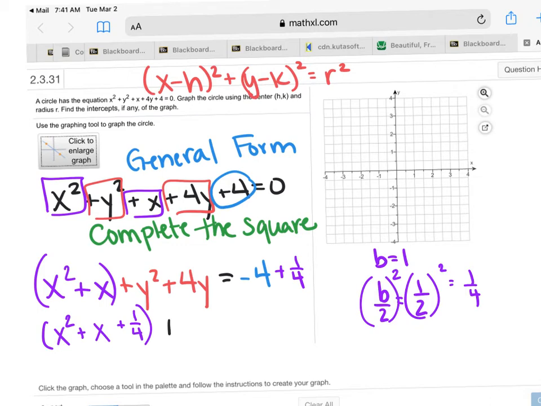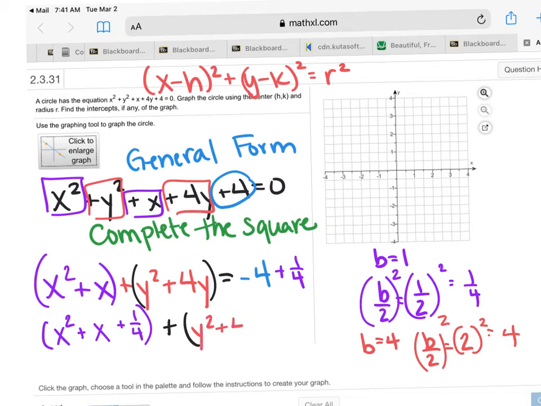So we have plus, and again, I'm going to look at just these terms, y squared plus 4y. So here, my b is equal to 4. I'm going to cut that in half, so 4 divided by 2 is 2. And then I'm going to square that value, so 2 squared is equal to 4. So what I'm going to do now is write this as y squared plus 4y, and I'm adding this 4 on here. And because I added it there, I have to add it over here as well.